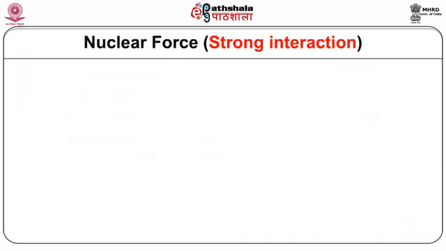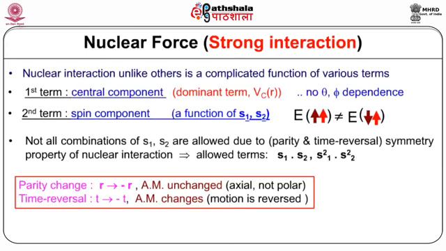Nuclear force, strong interaction. Up to the previous slides we have learned that deuteron has mixed components in the ground state, and deuteron has one neutron and one proton. Deuteron is a one neutron, one proton system. It is the simplest system. So going by that study, in this slide we are going to discuss the nature of nuclear force. Nuclear interaction, unlike others, is a complicated function of various terms. So there are various terms in nuclear interaction.